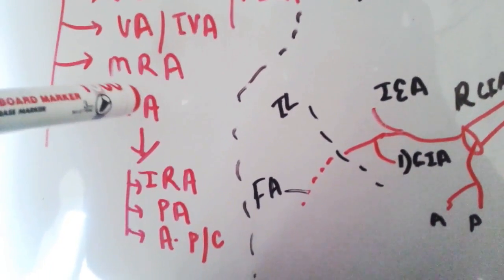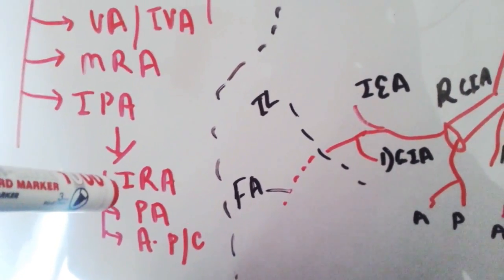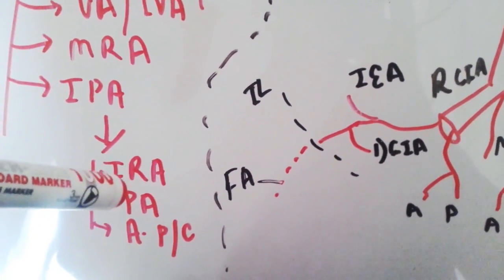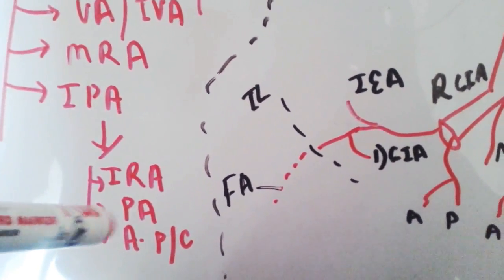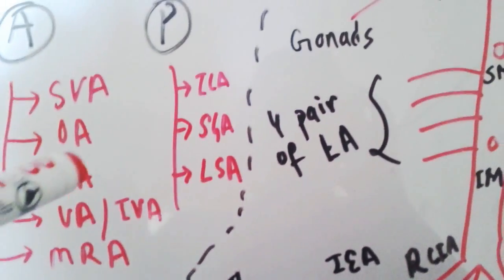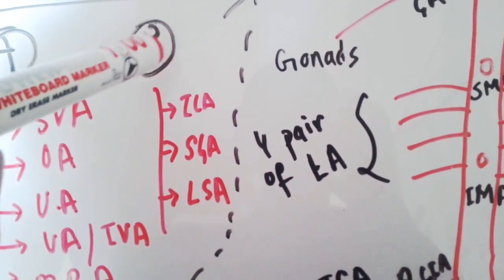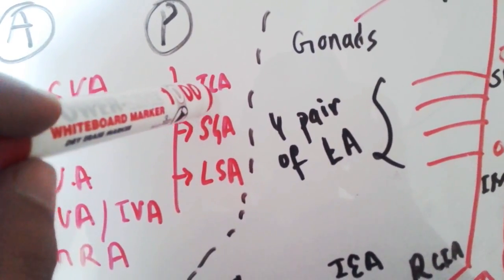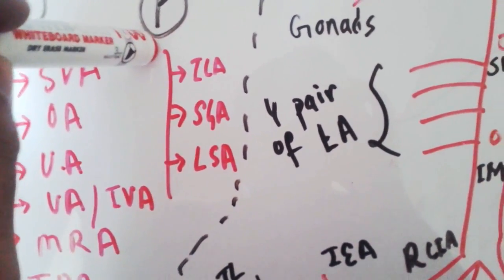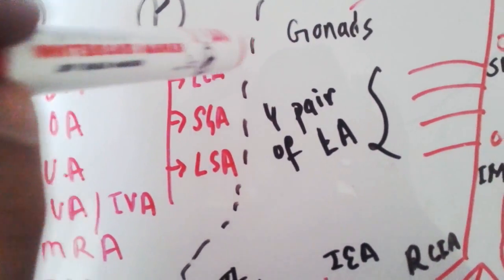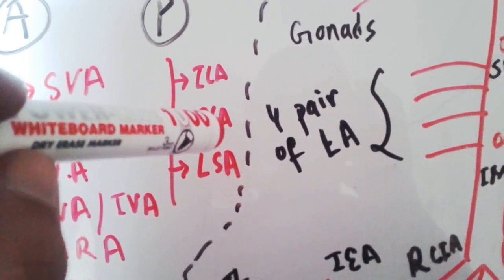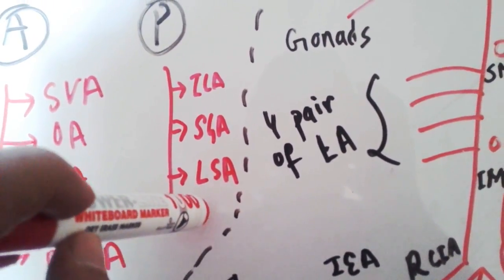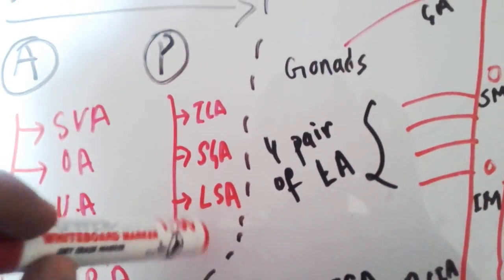The internal pudendal artery has branches like the inferior rectal artery, perineal artery and artery to the penis or clitoris. The posterior part has branches like the iliolumbar artery, superior gluteal artery and lateral sacral artery. So that is about the internal iliac artery.